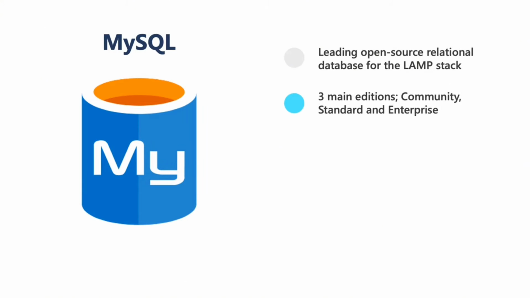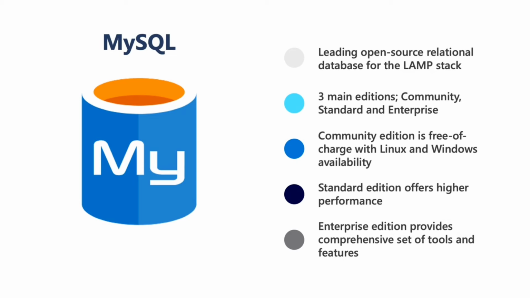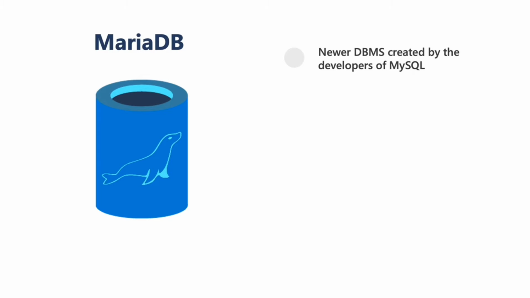It's available in multiple editions: Community, Standard, and Enterprise. The Community Edition is available free of charge and has historically been popular as a database management system for web applications running under Linux. Versions are also available for Windows. Standard Edition offers higher performance and uses a different technology for storing data. Enterprise Edition provides a comprehensive set of tools and features, including enhanced security, availability, and scalability. The Standard and Enterprise editions are the versions most frequently used by commercial organizations, although these versions of the software aren't free.